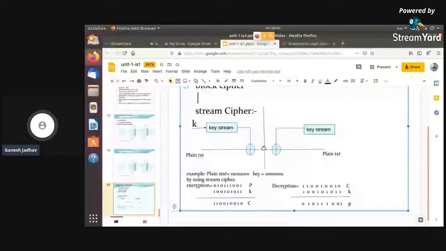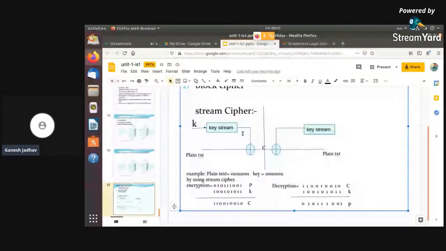Next, this is the ciphertext now, and this is the key. We apply the process here, and we can get the plain text. So this is the actual process of the stream cipher.